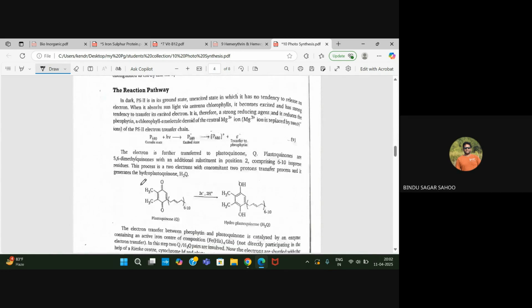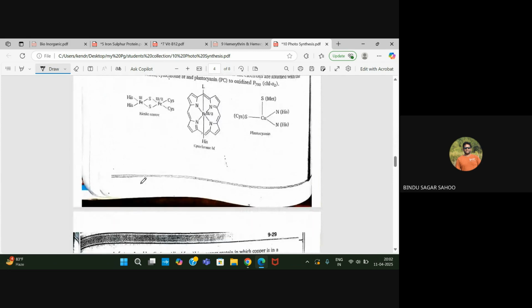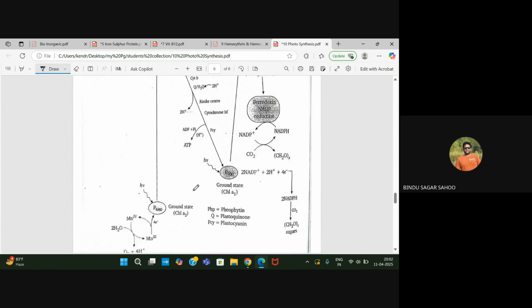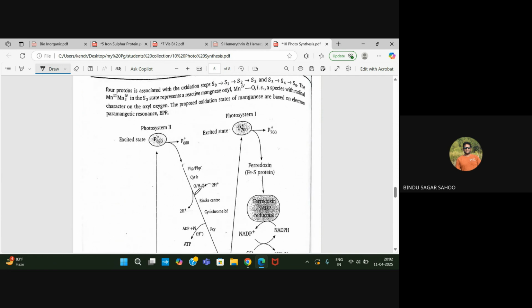Okay, now we'll start directly with the reaction pathway. Inside the chlorophyll, there are different types of photosystems available, and the reactions we can divide into two parts. One will be the light reaction, another will be the dark reaction.